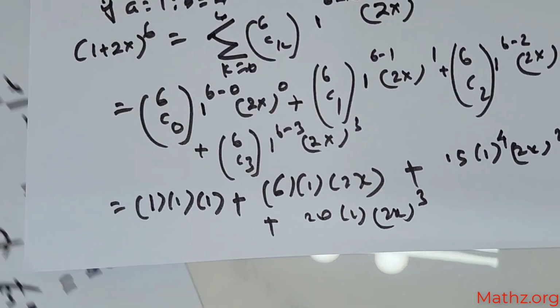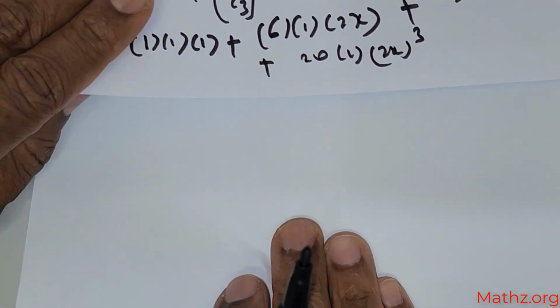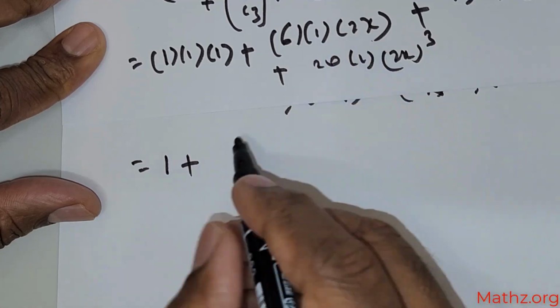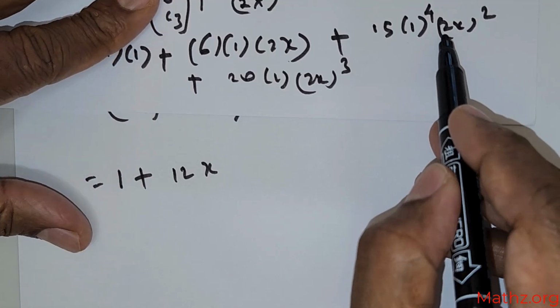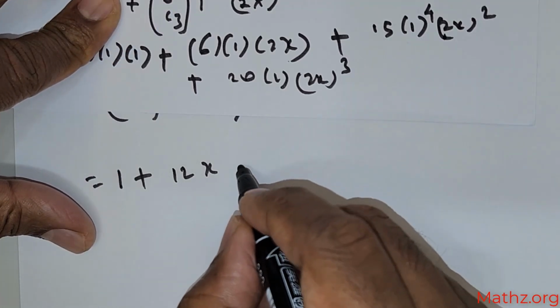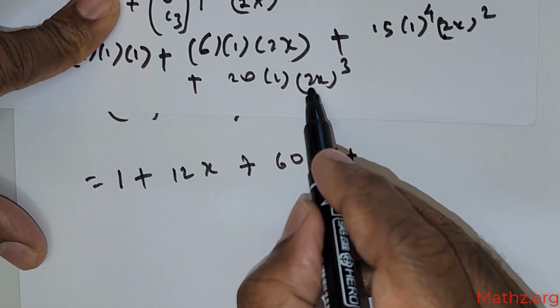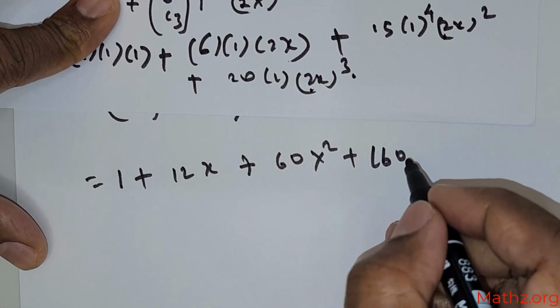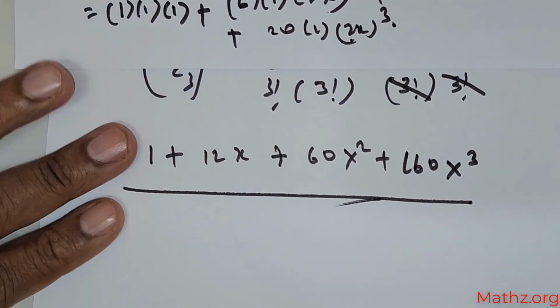So now we have to simplify these things. This will give you 1. 6 times 2 is 12, so 12x. (2x)² has 2 squared, that's 4, and 4 times 15 is 60, so you have 60x². And 2 cubed is 8, and 8 times 20 is 160, so you have 160x³. So this is the solution for this question.